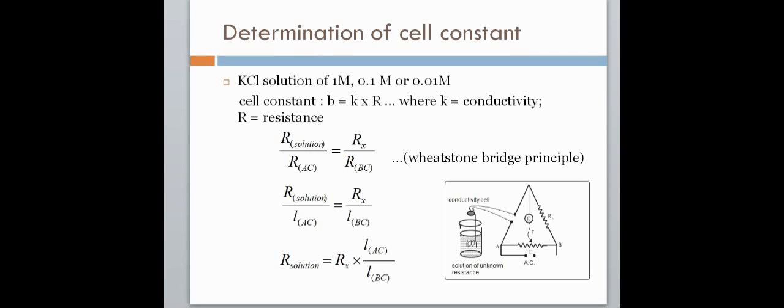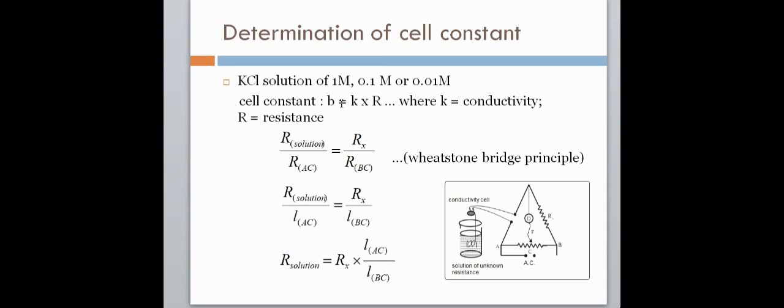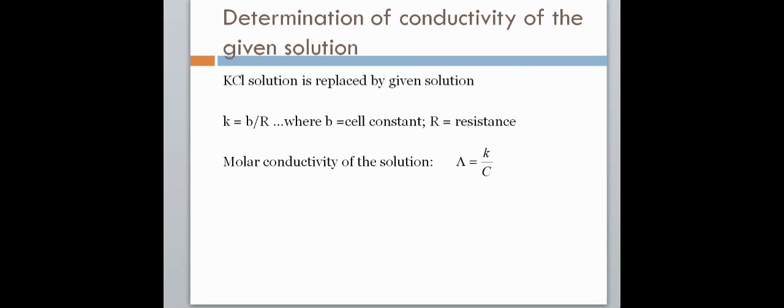Okay, so with this we can also calculate the cell constant with the formula B is equal to K into R, and we can also find out the resistance of the solution. Now, why is it mentioned determination of cell constant? Because cell constant does require this value of R. Now this R comes from where? From after calculating all this, we get this value of R. So once I know the value of R and the value of K, will I be able to find out the cell constant? Yes, I can.